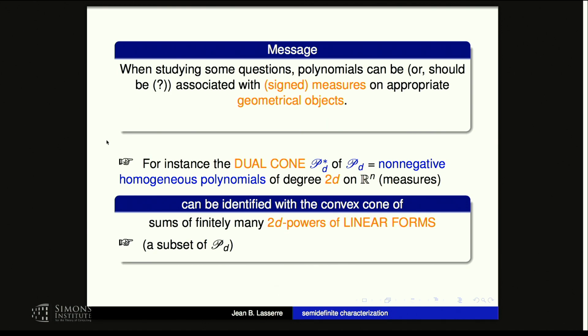So the message of the talk is that for some questions that you study about polynomials, they could be interpreted as signed measures on appropriate geometrical objects. For example, it's known that if you take the convex cone of homogeneous polynomials of degree 2D, then the dual, which is understood as measures, linear functionals, is also the space of polynomials which are the 2D power of linear forms. That's an example where you can interpret a polynomial as a measure.